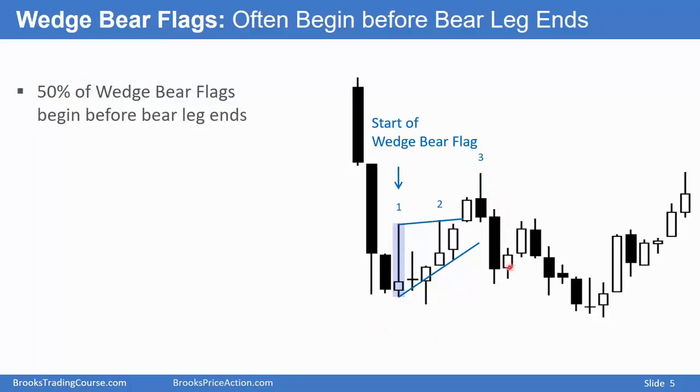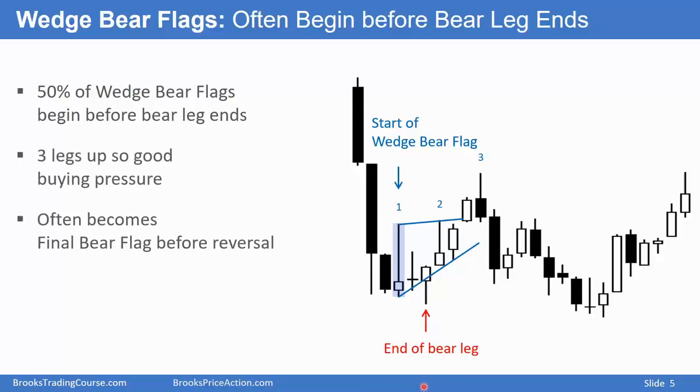So 3 pushes up, a wedge bear flag, a double top, a failed bull breakout, that is a variation of a wedge. And again, the wedge began before the bear trend ended. Probably half of the time that is the case. Three pushes up, so pretty good buying pressure. And whenever you have pretty good buying pressure in a wedge bear flag late in a bear trend, it often becomes the final bear flag before you get a bigger reversal.